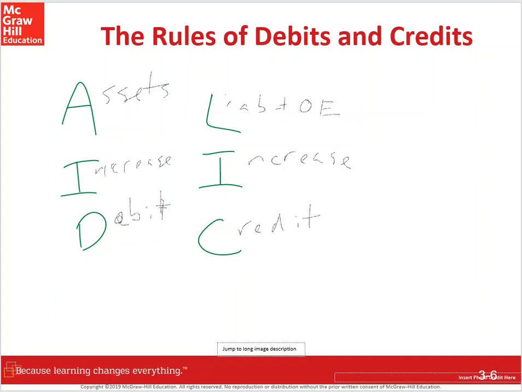And if we know how to increase, then we should be able to figure out how to decrease, right? It's just the opposite. What I want you to think about is how does that apply to the accounting equation?